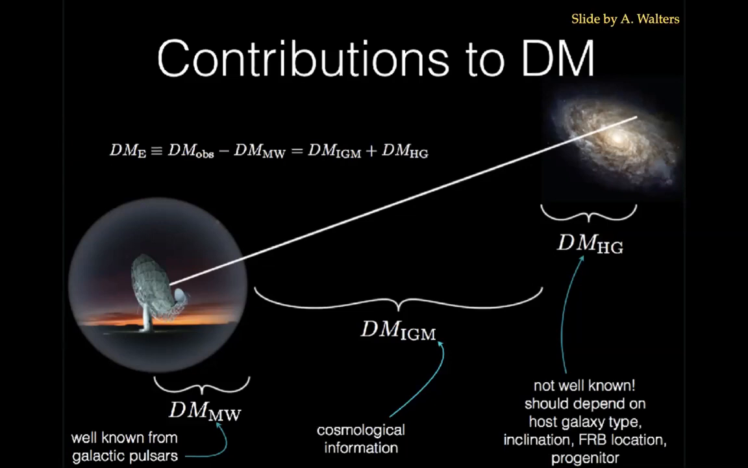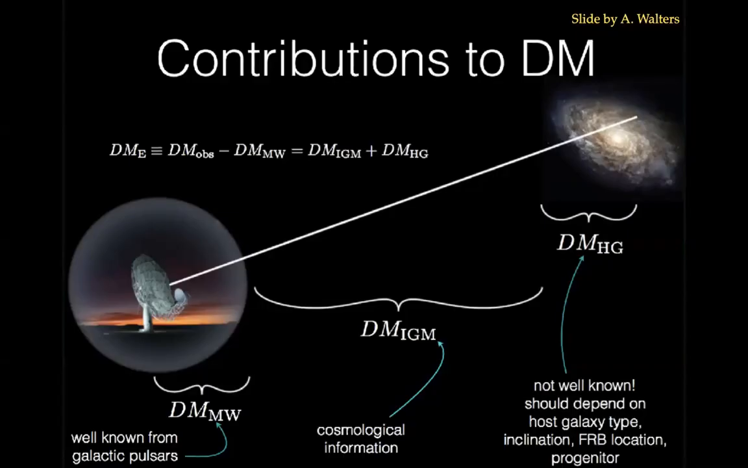The question is, if we want to use FRB to probe the intergalactic medium, or probe the host galaxy plasma physics or progenitor scenario, we need to decompose the DM into DM IGM, DM host, and DM Milky Way. The Milky Way part is quite well known. We have pulsar data at different angles within the Milky Way, so we can use that to build a model of the Milky Way plasma distribution. But DM IGM and the host galaxy are relatively less well known, so we want to decompose this extragalactic component of the DM.